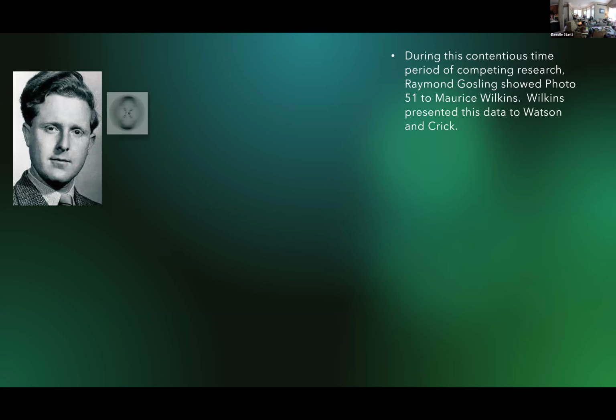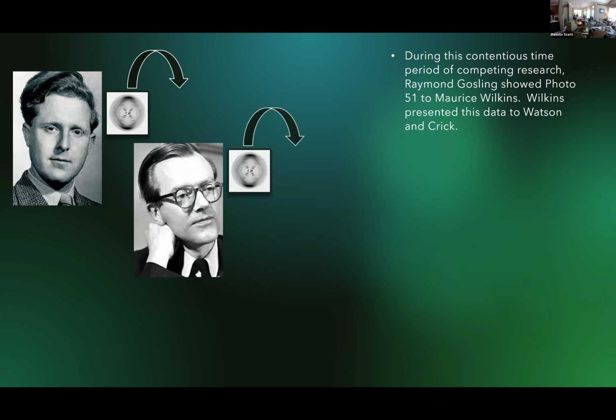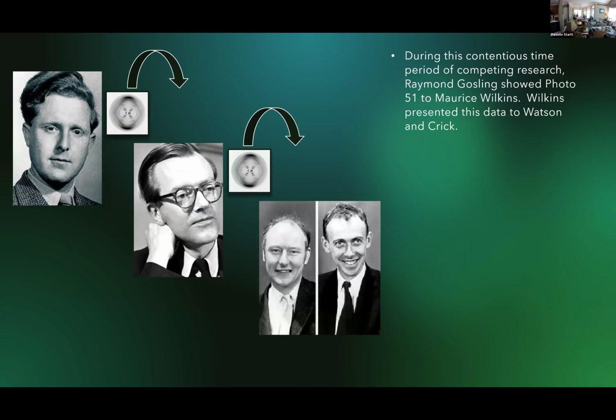No, they didn't. So during this very contentious time period of competing research, Raymond Gosling showed photo 51 to this guy named Maurice Wilkins. And Maurice Wilkins took that straight to Watson and Crick. He is your spy in this story. So Gosling showed it to Wilkins. Wilkins took it to Watson and Crick. Now Watson and Crick have the final piece of their puzzle. They go, oh, looking at this, it's twisted. Okay. And then they put their model together.